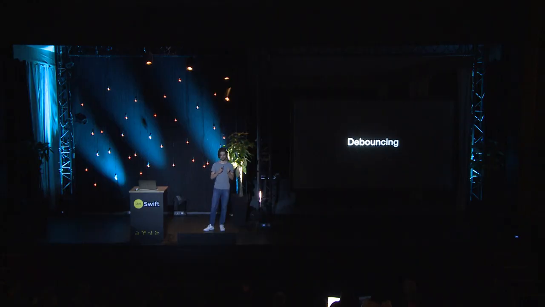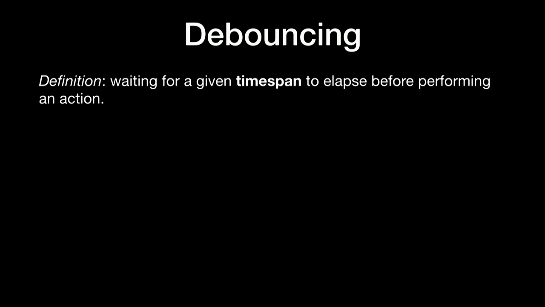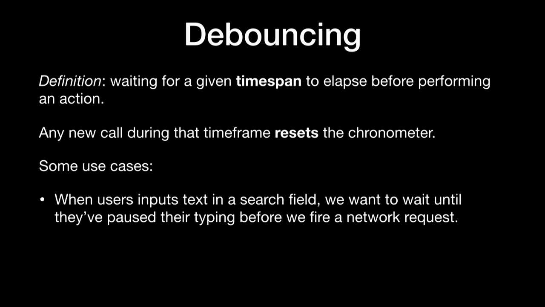It's debouncing. So debouncing, you've probably used it already, even though you might not be familiar with the term. Basically, debouncing is waiting for a given time span to elapse before performing an action. And any new call during that time frame is going to reset the timer. So two use cases you've probably encountered. First one is your user is typing into a search field. Well, you don't want to fire a network request for every character because it gets canceled immediately. You want to wait for a small time until the user has stopped typing before you fire a request. Well, this is a use case where you are debouncing.